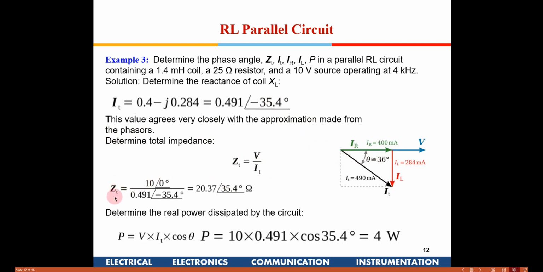Now the total impedance is the same thing. This is the total current in phasor form, written out here, and the voltage applied is 10. So total voltage divided by total current will give you the total impedance also. And to find the power dissipated by the circuit, it is V I cos phi. V is 10, and the current we found to be 0.491, so 0.49 into cos 35.4. That is the phase difference here. So we get 4 watts.